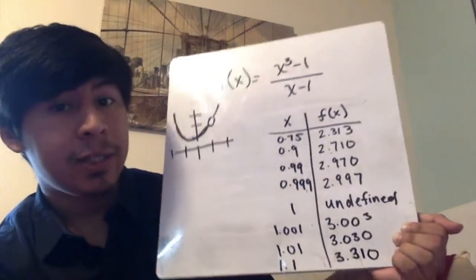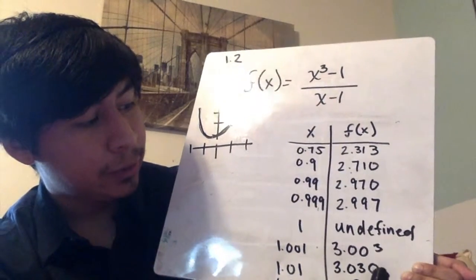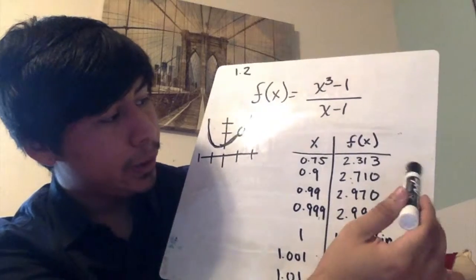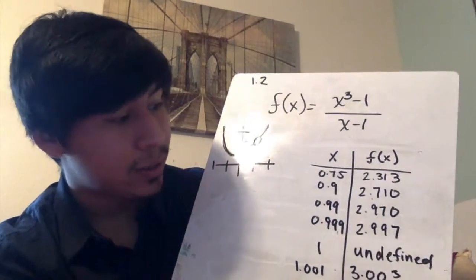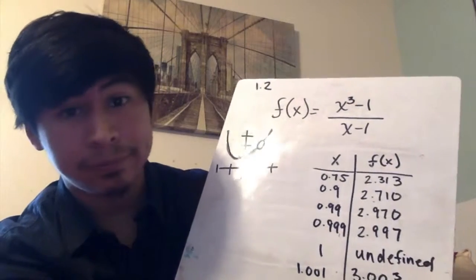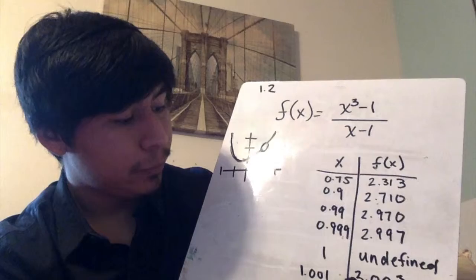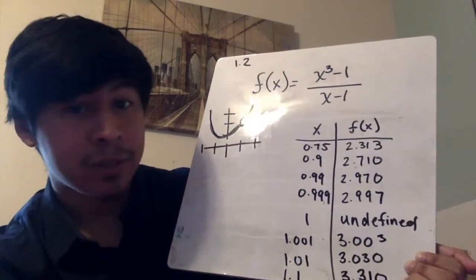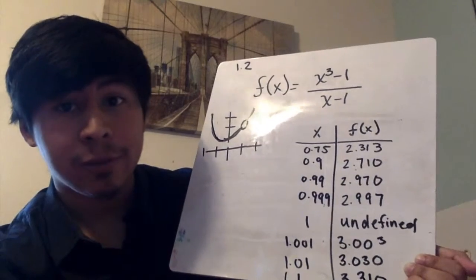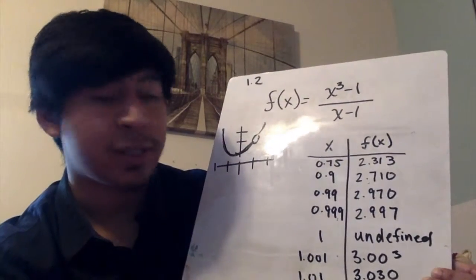And as we can see, these values also look like they're approaching some number. We got 2.3, 2.7, 2.9, 2.997, and then we got some undefined value for 1. Well, we got 3.003, 3.030, and 3.310. If you plug these numbers into your calculator, you should get similar or the exact same values.